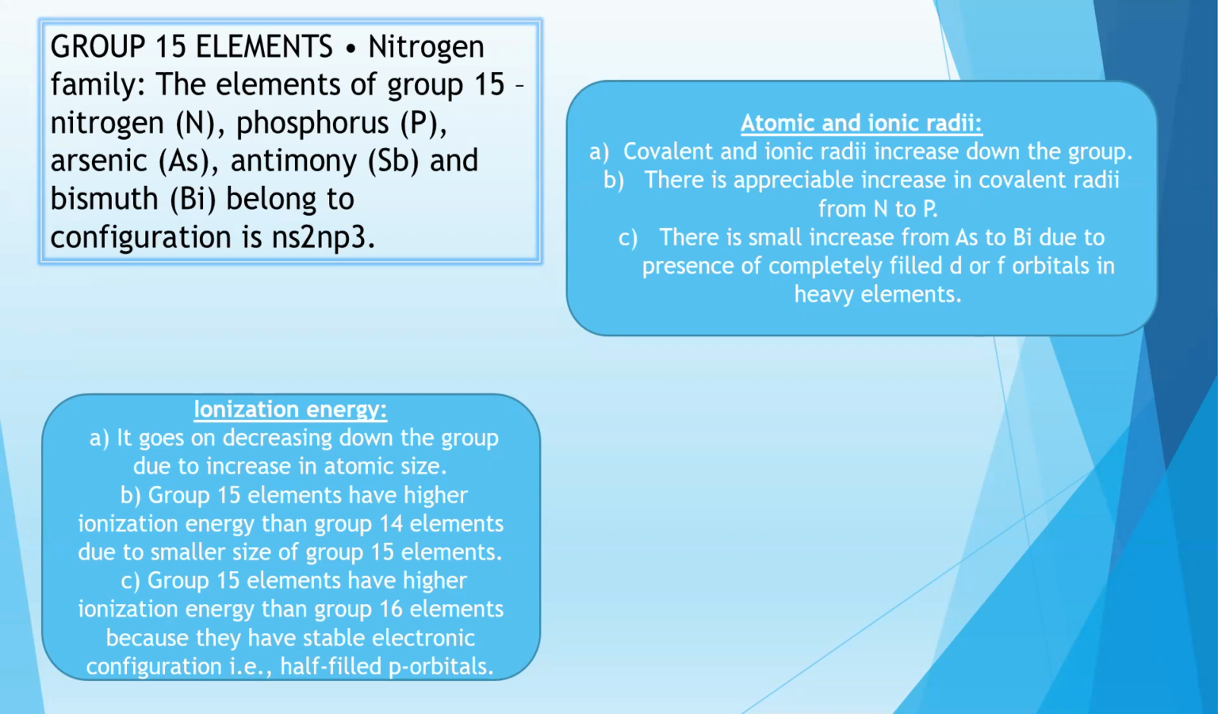Group 15 elements have higher ionization energy than group 14 elements due to the smaller size of group 15 elements. Group 15 elements have higher ionization energy than group 16 elements because they have a stable electronic configuration, which is half-filled p orbitals. Questions are asked on the basis of ionization energy many times, so kindly be careful: whenever an ionization energy question is asked, get into the electronic configuration.